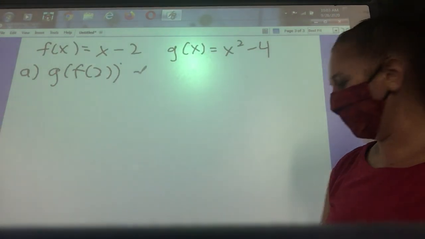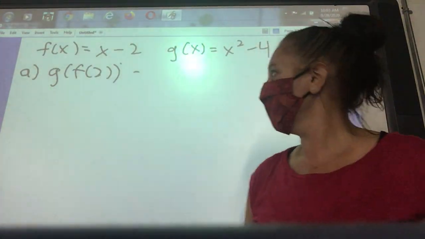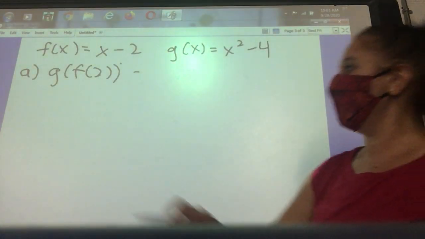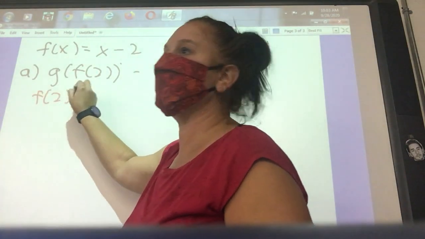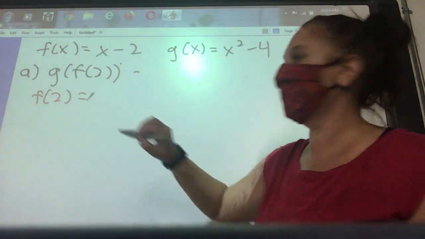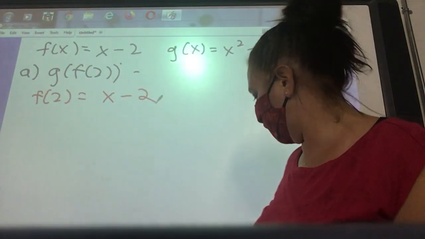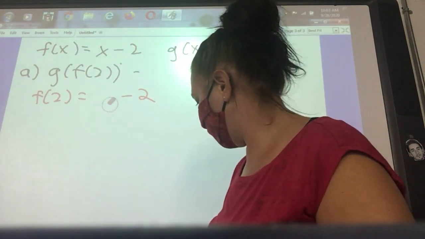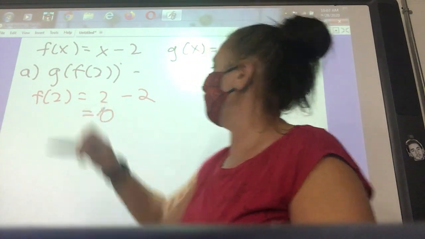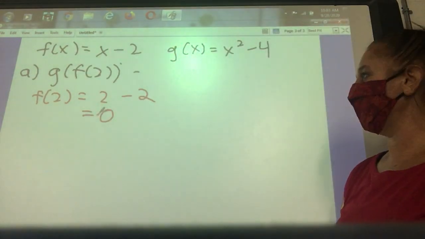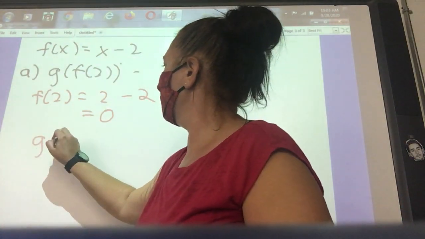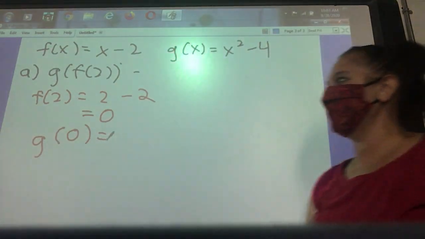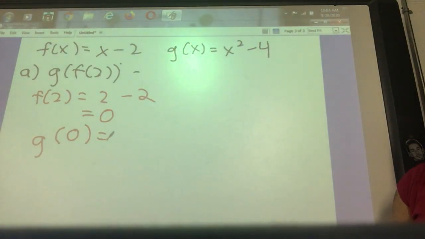Okay, now I'm going to break it up. The first thing I'm going to solve for is step 1, I solve for f of 2. You always work from the inside out. Chris, what's the f function? X minus 2. But I replace the x with? 2. Chris, what's 2 minus 2? 0. So f of 2 is 0. Now, Brian, what do I solve for? I now solve for g of 0. So I just figured out that f of 2 equals 0, so now it's g of 0.